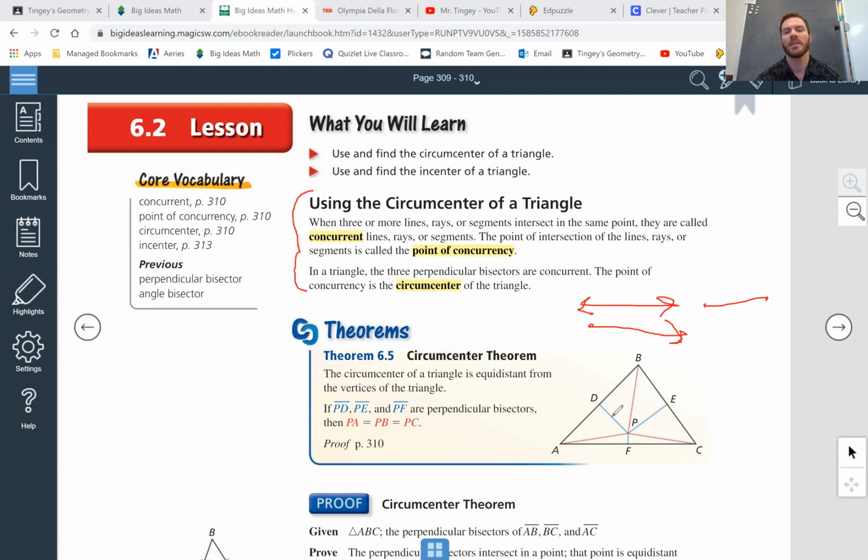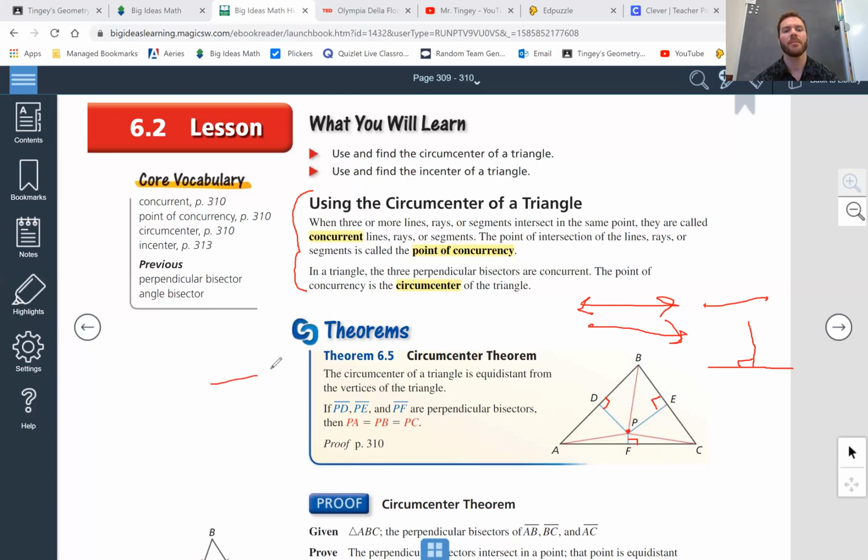Okay, now the circumcenter in a triangle is where the 3 perpendicular bisectors meet. So remember, a perpendicular bisector is where a line intersects another line at a 90-degree angle. So you have DP, EP, and FP. Well, they labeled it PDP, EPF, so it doesn't matter. Those lines are all forming right angles. These are perpendicular bisectors. The point of concurrency is the circumcenter. This right there, point P, that's the circumcenter.